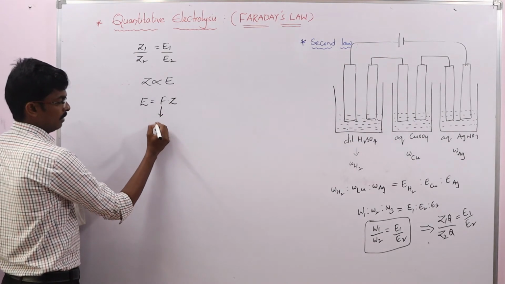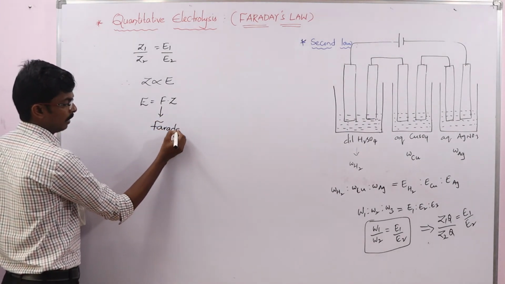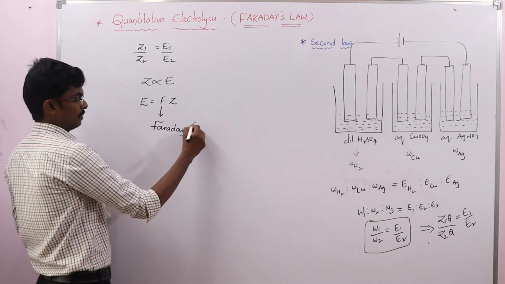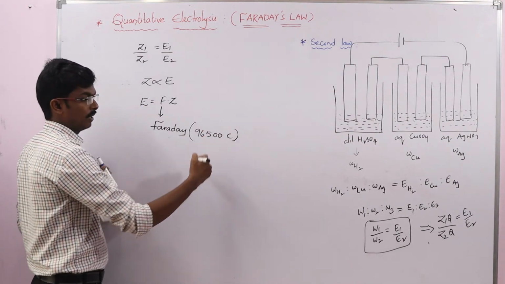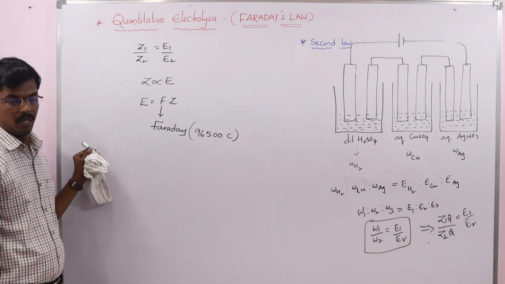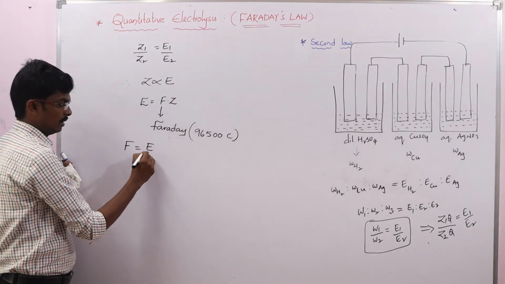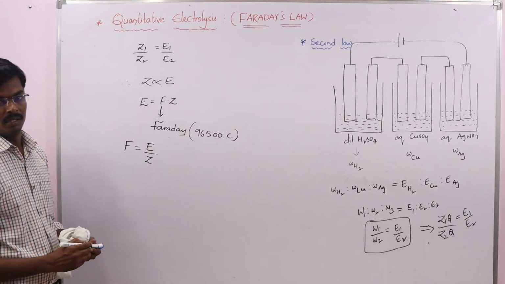So what is the F here? F we usually call the Faraday. So F is equal to Faraday. Usually 1 Faraday is equal to 96,500 coulombs. So from here I am writing F equals E by Z.